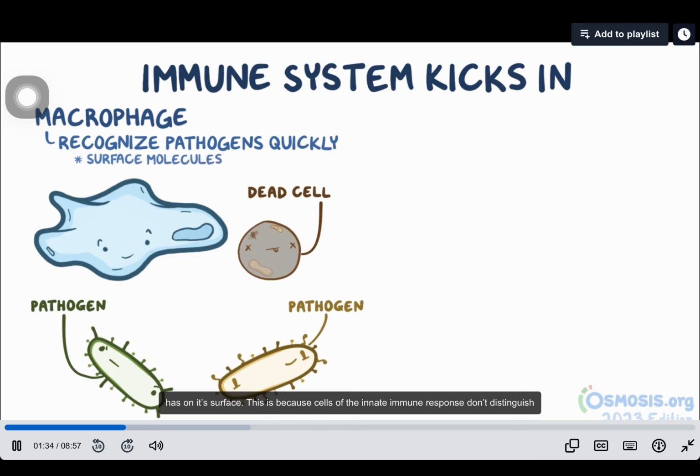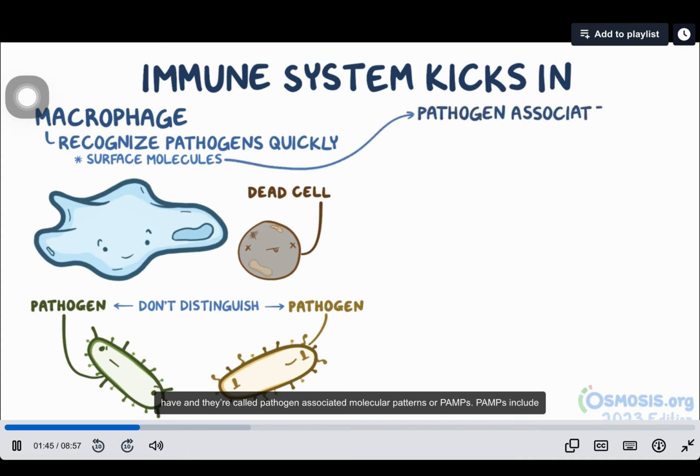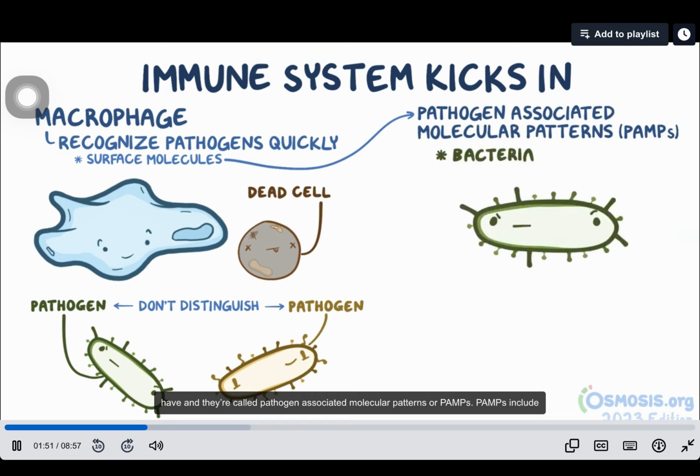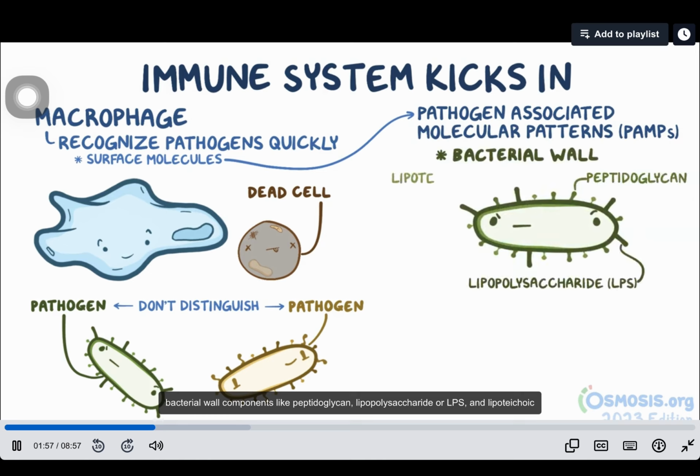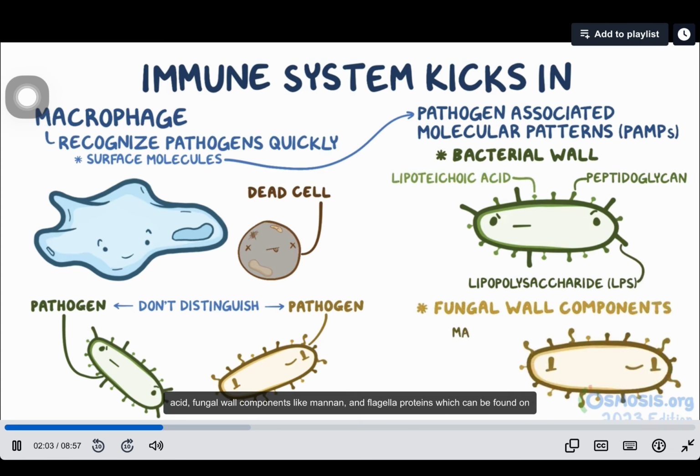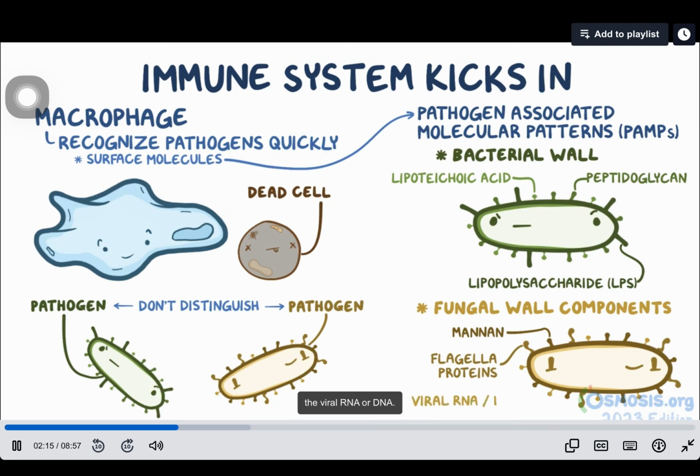This is because cells of the innate immune response don't distinguish one invader from another invader. This probably won't come as a surprise, but pathogens have molecules that humans don't have, and they're called pathogen-associated molecular patterns, or PAMPs. PAMPs include bacterial wall components like peptidoglycan, lipopolysaccharide or LPS, and lipoteichoic acid. PAMPs also include fungal wall components like mannan and flagella proteins, which can be found on some parasites and bacteria. For intracellular pathogens like viruses, PAMPs might include the viral RNA or DNA.